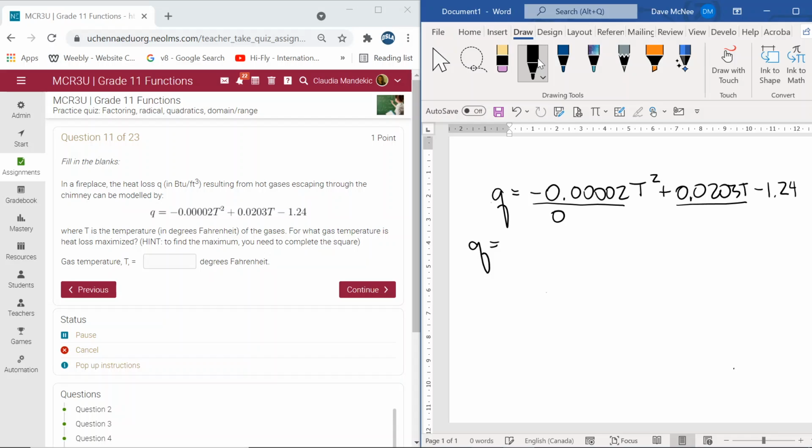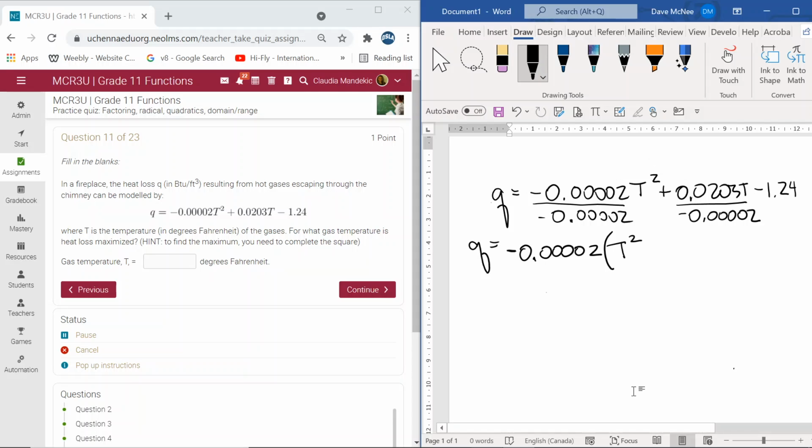So if I complete the square, the process is take out the leading coefficient, divide the first 2 terms by it. So I'm going to divide both of the first 2 terms, same way that I've done it before, by the leading coefficient. And that leading coefficient, of course, I'm going to have to put the value at the front. And then I'll start with a bracket, and this divided by negative 0.00002 is just going to be t squared.